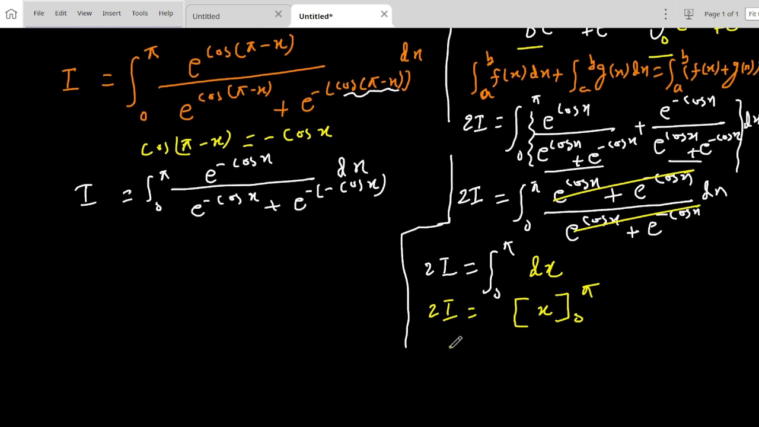Further, 2I is equal to pi minus 0, which is pi. Since 2I is equal to pi, hence I is equal to pi by 2. So the value of the whole integration is pi by 2.